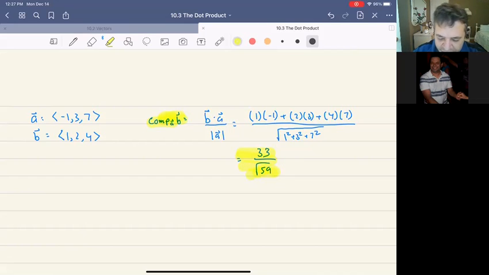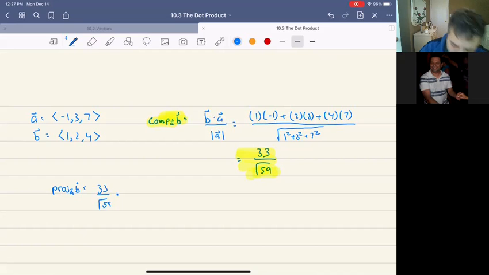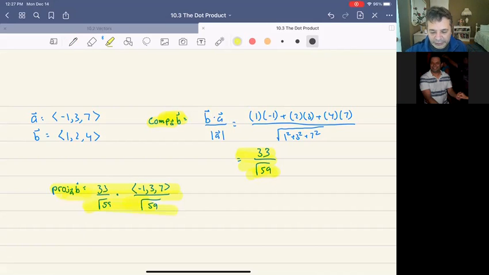The vector projection of B onto A is going to be that same 33 over root 59 times, now I'm going to take A and divide it by its own length, which we found was root 59. This is the vector projection.